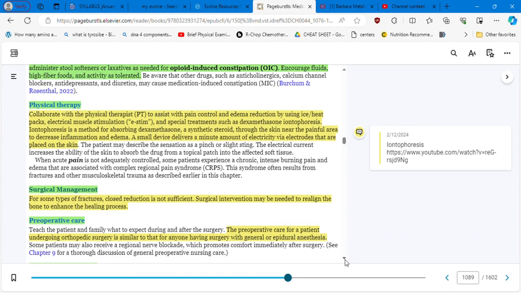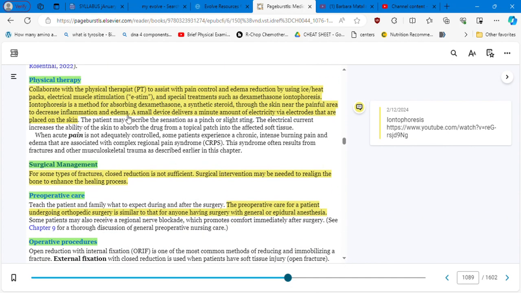Then we have physical therapy. Collaborate with the physical therapist to assist with pain control and edema reduction by using ice, heat packs, electrical muscle stimulation, and special treatments such as dexamethasone iontophoresis. Iontophoresis is a method for absorbing dexamethasone, a synthetic steroid, through the skin near the painful area to decrease inflammation and edema. A small device delivers a minute amount of electricity via electrodes that are placed on the skin.